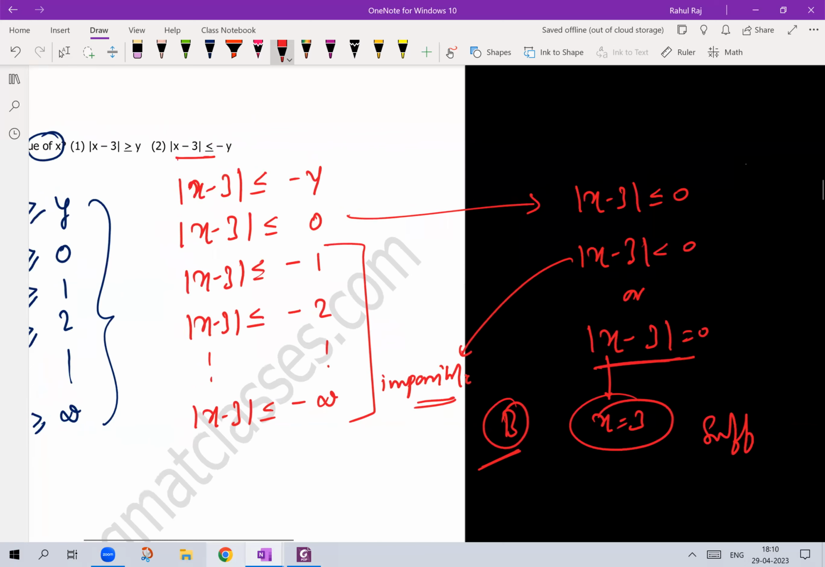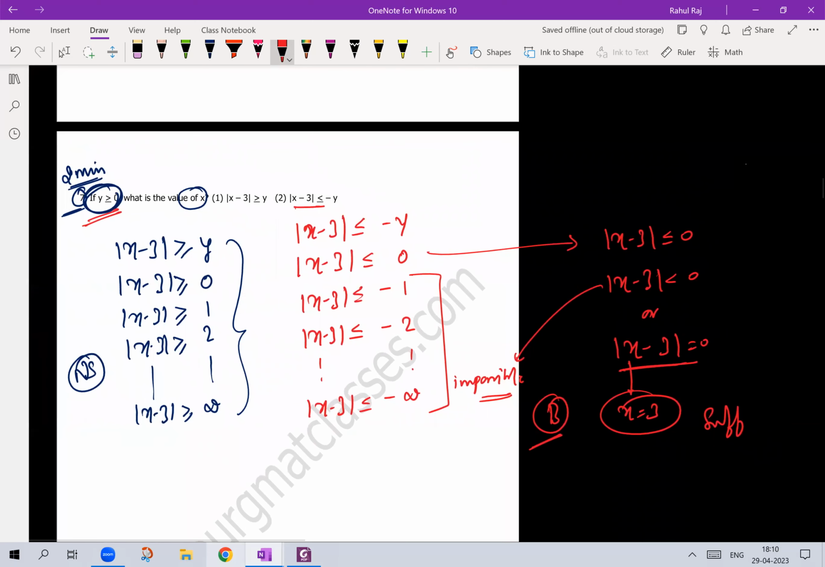Any doubt, Harendra? Tell me. No. Kashish, clear? And one thing also we can imagine in the second case, if you see that it is only satisfying for the 0 value, other values are straightforward cut there, right? Yeah, that's what I've done. X is equal to 3, only you take, then it satisfies, else no. Correct? Agreed? Yeah, Rahul, absolutely.